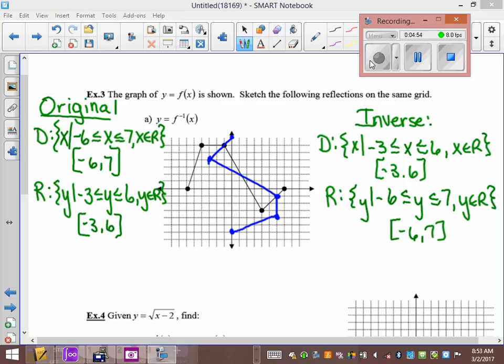Now, the number of invariant points, or even what the invariant point is. Why do I not have to draw the inverse in order to figure out how many there are? Where do the invariant points happen on an inverse graph? On the reflecting line. What's the reflecting line? Y equals X, also known as the identity line, right?